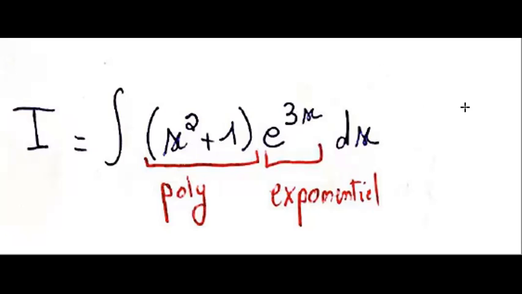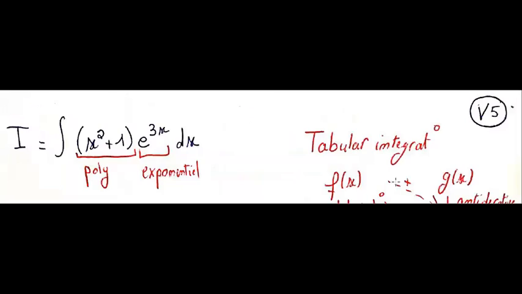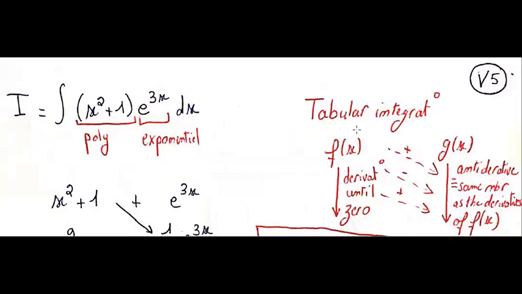do integration by parts twice in order to solve this integral. So another method to solve this integral is called tabular integration. And tabular integration is where we have these two functions, and I'm integrating their product, f of x and g of x.